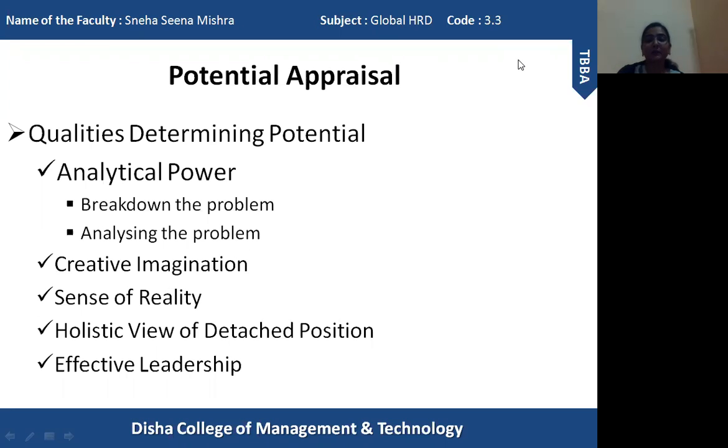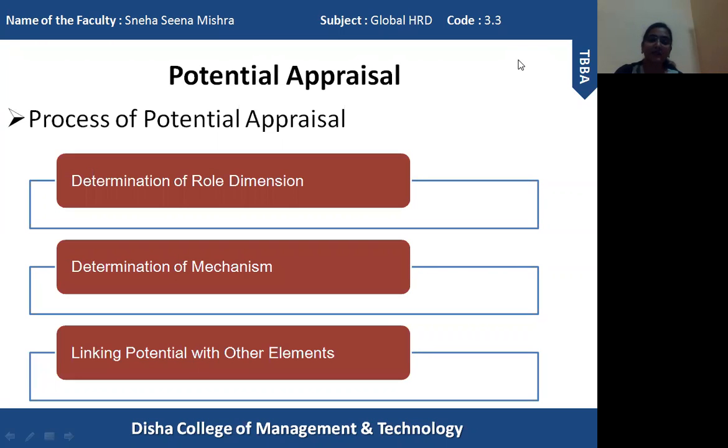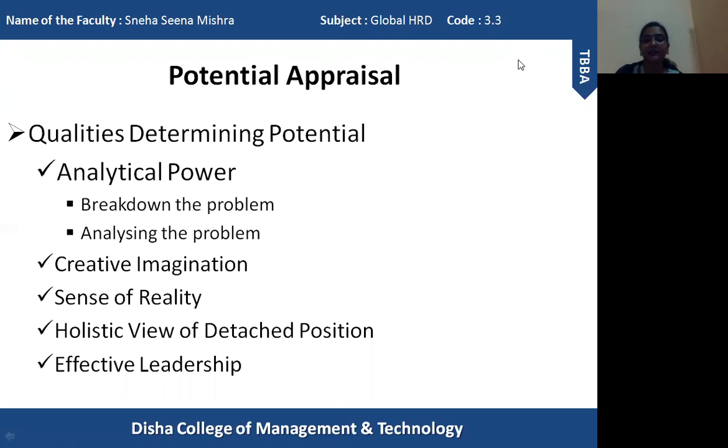In the next session, I am going to explain the various techniques used for determining potential appraisal. So in this session, I have explained the steps involved in potential appraisal and the qualities.